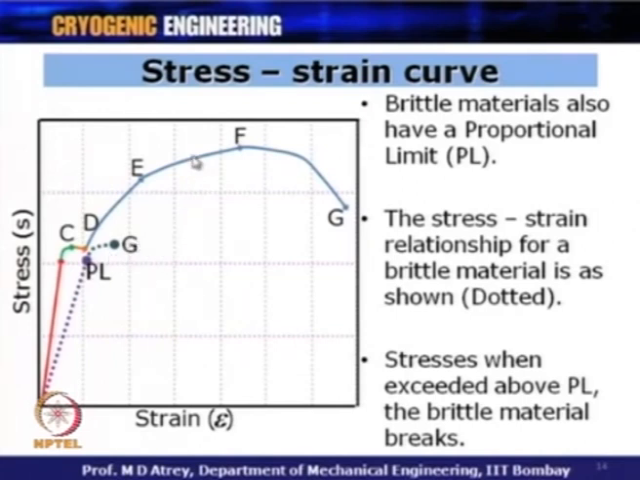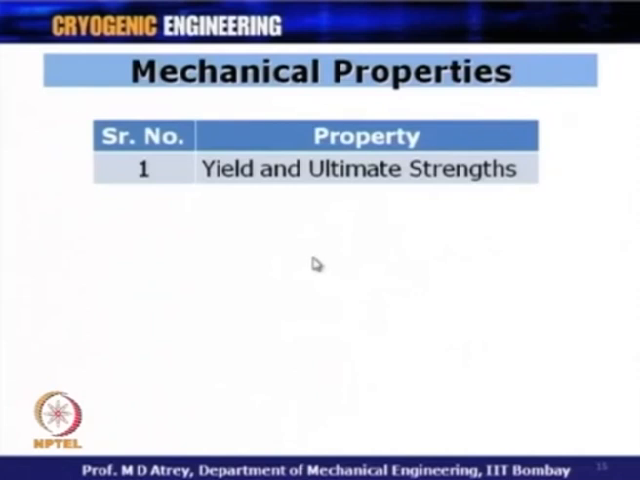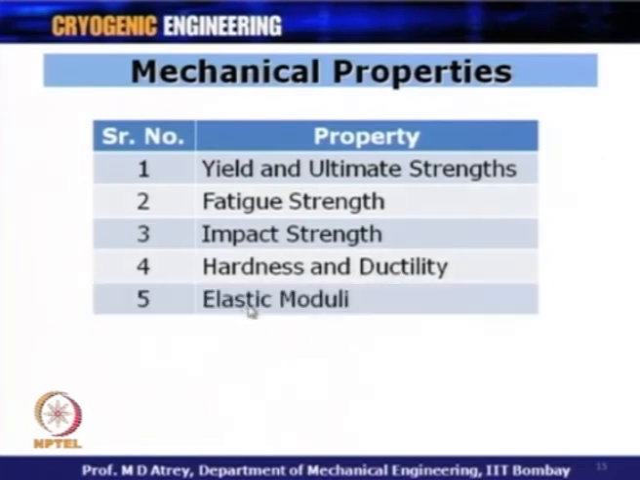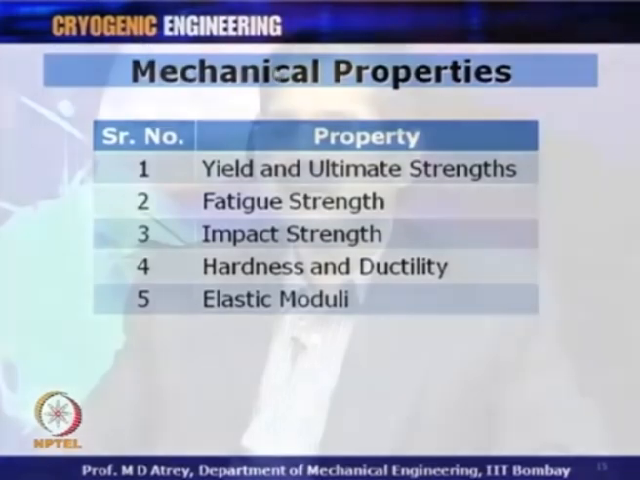So, in summary, we have two stress strain curves, one showing the ductile material and one showing the brittle material. We will study these two properties more, that is the yield strength and the ultimate tensile strength, and what happens to these properties at lower temperature. The mechanical properties which we want to study in this particular course are the yield and ultimate strength, of which we just talked about. We talk about the fatigue strength of a material. We talk about the impact strength of a material. We talk about the hardness and ductility of the material, and we talk about elastic moduli of the material. So, all these 5 properties, in fact 6 properties, are basically the mechanical properties.